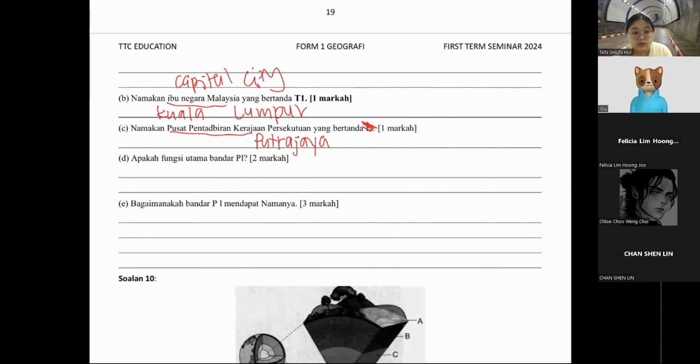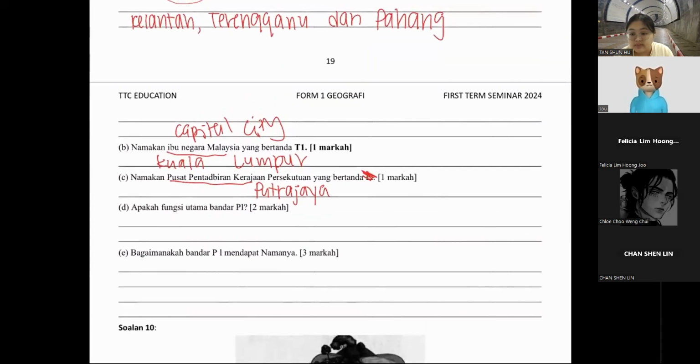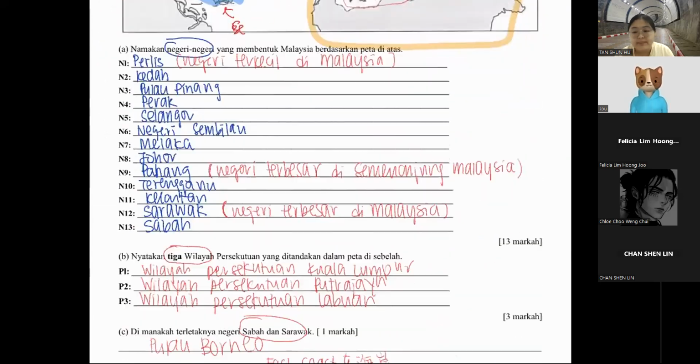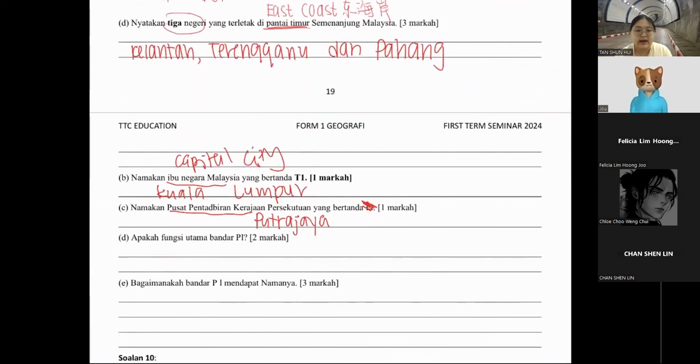P1 is below N5. Yeah. But I cancel it off. It's not like I can't see P1. I cancel it is because the question has some problem. Pusat pentadbiran kerajaan. This is a keyword for Putrajaya. It's okay. I just tell you. No worry.